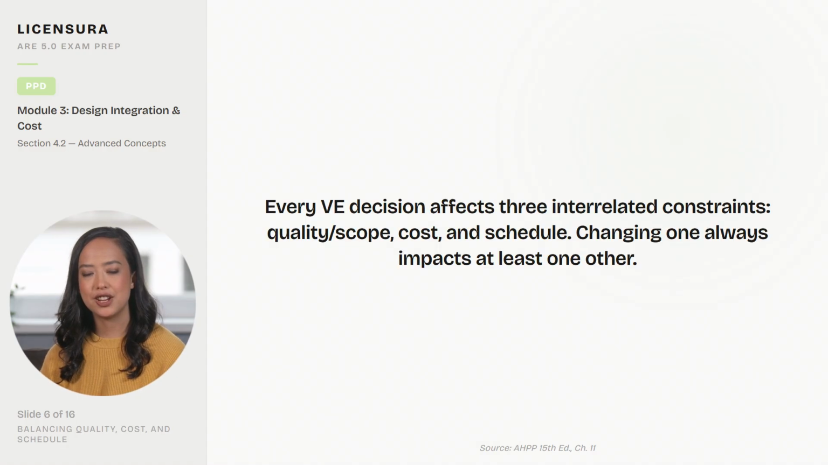Every VE decision affects 3 interrelated constraints: quality scope, cost, and schedule. Changing one always impacts at least one other. The architect must help the owner understand these trade-offs.